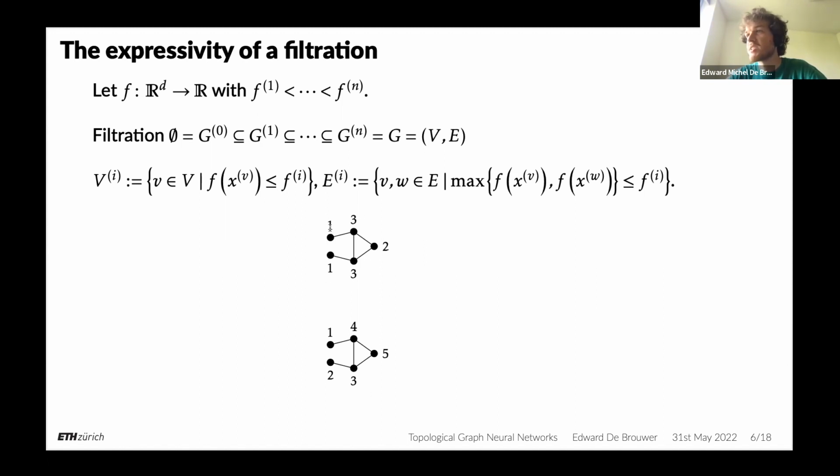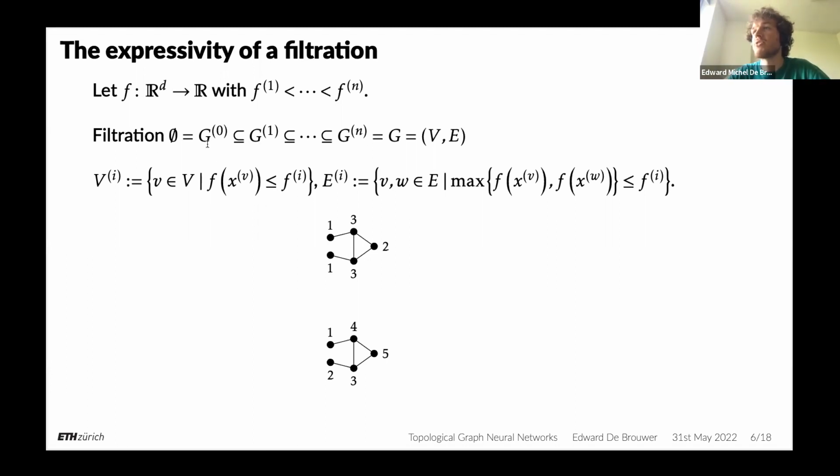So here I have two examples. For one, the filtration on the top would give values 1, 1, 3, 3, 2 to all of these nodes. And then another filtration function, another function f, would give maybe 1, 2, 3, 4, 5 on those different nodes. So with the same node features, but because it's a different function, it gives different values.